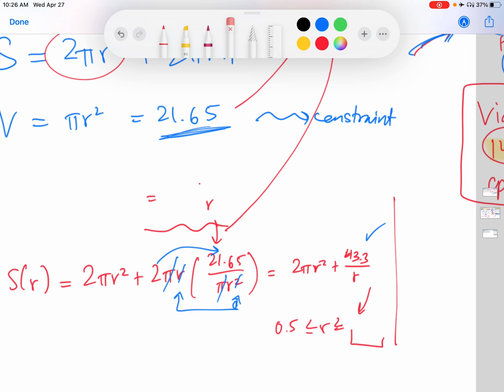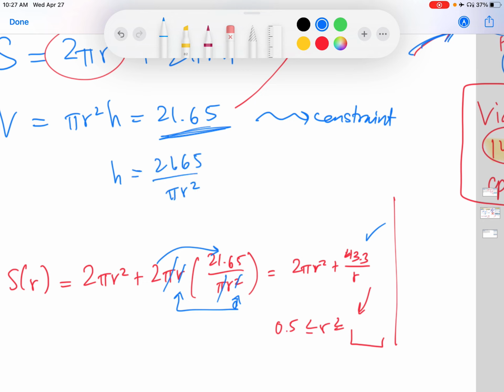All right, so I'm going to go back here to the constraint. I erased the R, so I'll put it back in. And here's the thing, right? If I go ahead and solve for H here, this is what we did before. I want to figure out what is the largest R value. Well, I can kind of get some information from this constraint.